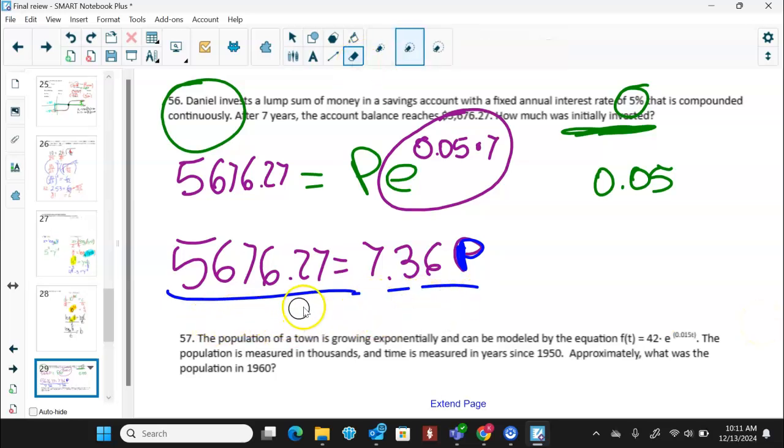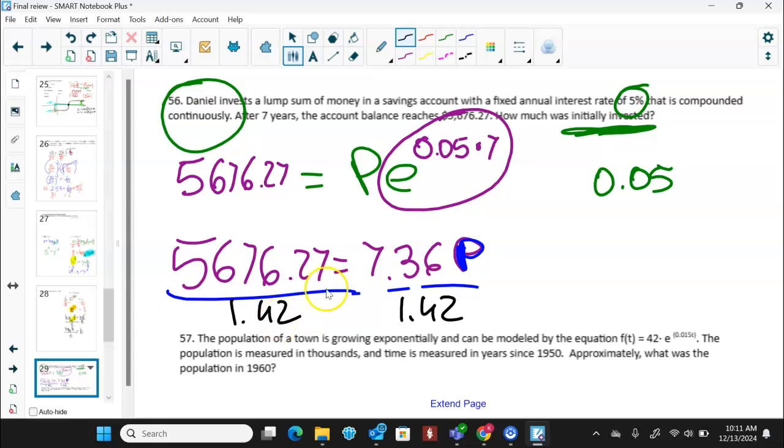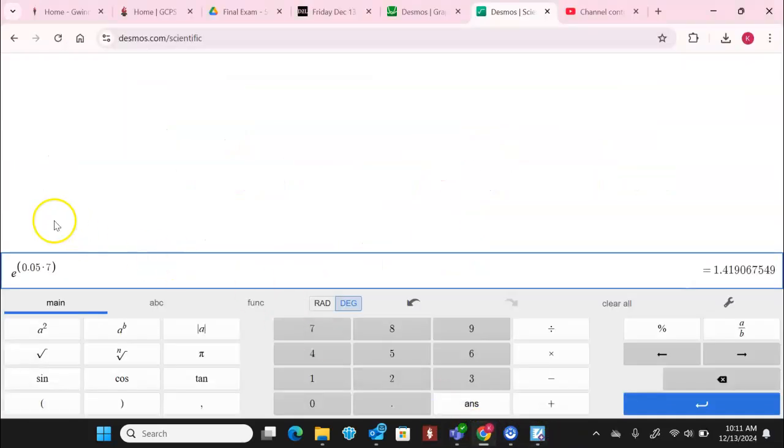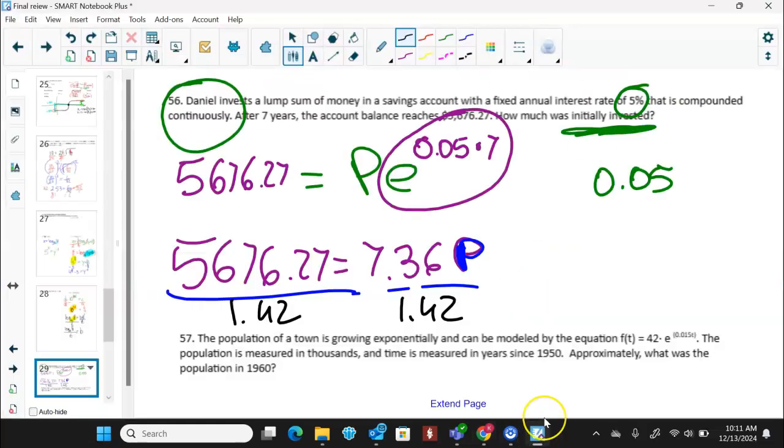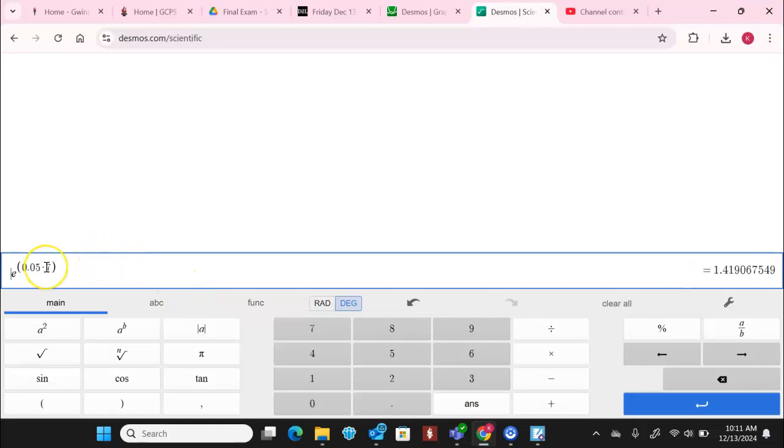Make sure you're careful with that because it happens a lot also in Desmos. 1.42. Okay, so now I can go back here and say, okay, and I can write it down in here and do 5,676.27.